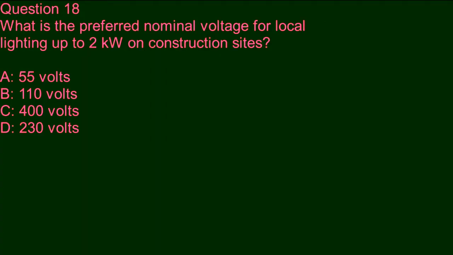Question 18. What is the preferred nominal voltage for local lighting up to 2 kilowatts on construction sites?